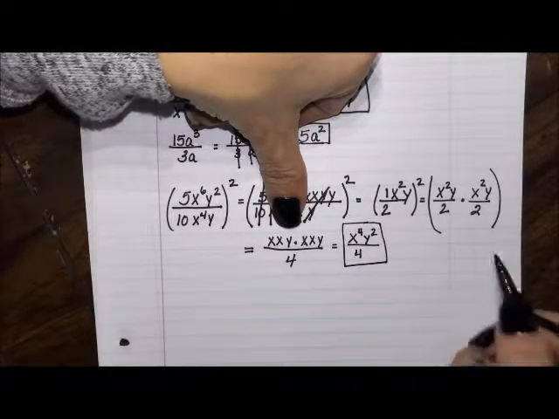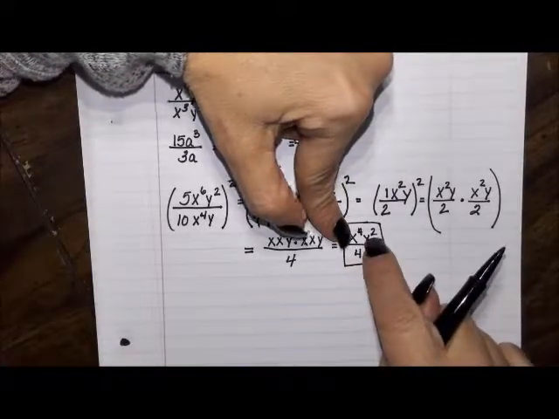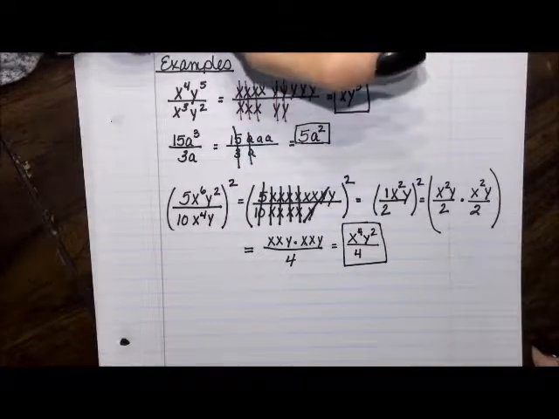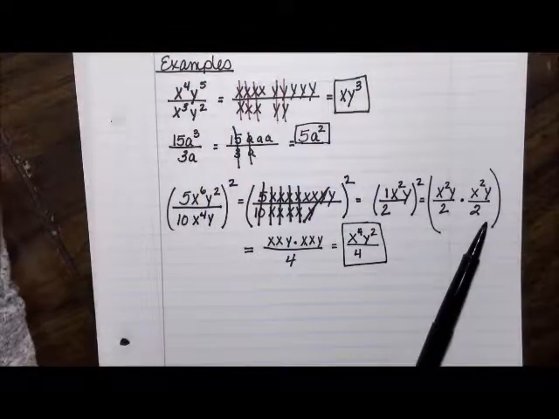How do you know you're done? Because you have one variable, which is an x, one variable is a y, and there's no more parentheses. Yep, there it is. All right, so that's dividing. Hope that helps.